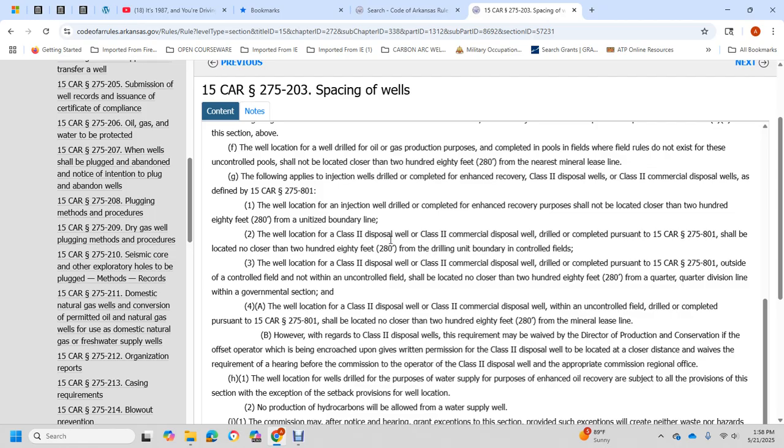The well location of a Class 2 disposal well or Class 2 commercial disposal well completed pursuant to Title 15 Code of Arkansas Rule 275-801 outside the controlled field, in the uncontrolled field, shall not be closer than 280 feet from a quarter division line of the governmental section.